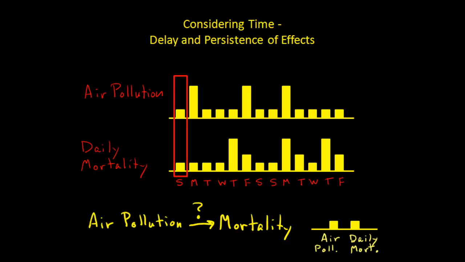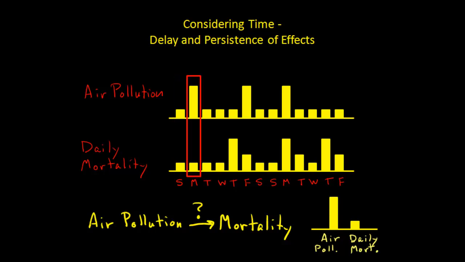So here, the cause and effect relationship that we are hypothesizing is that when the amount of air pollution in a city goes up, the rate of mortality in the city will also go up. And so what we have represented here are days. This is Sunday, Monday, Tuesday, Wednesday, Thursday, Friday, etc. And what we have here on the top is a representation of what the air pollution is on each of those days. And down here we have the rate of mortality on each day.